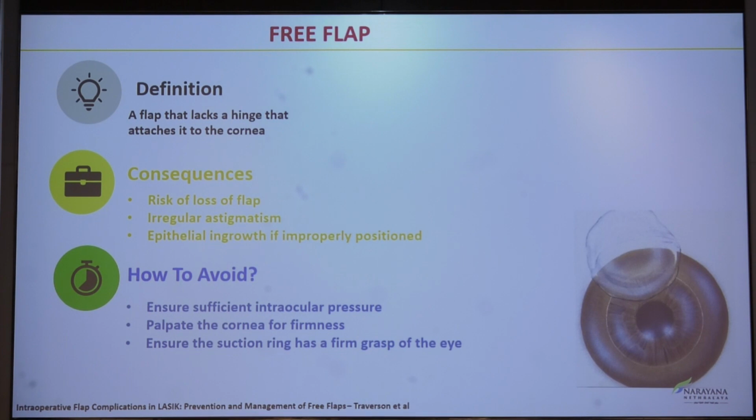When I talk about management, as always, prevention is better than cure. So how do you avoid a free flap? The most important part of flap creation is obviously the suction. Ensure sufficient suction of the microkeratome over the eye. If I'm a beginning surgeon, how do I check that suction is appropriate? Ensure sufficient intraocular pressure, palpate the cornea for firmness, and ensure that the suction ring has a firm grasp over the eye. If you're not sure, it's better to make sure the suction is enough rather than proceeding prematurely.